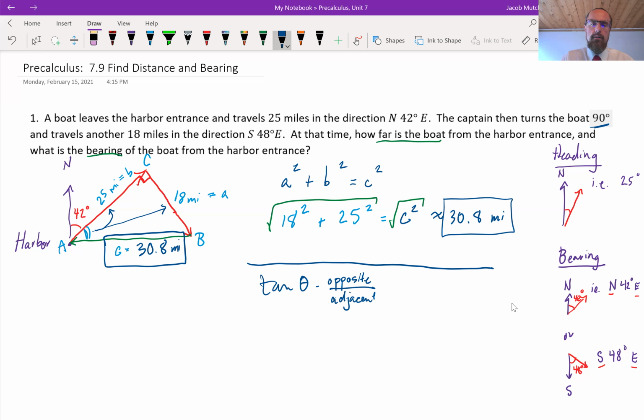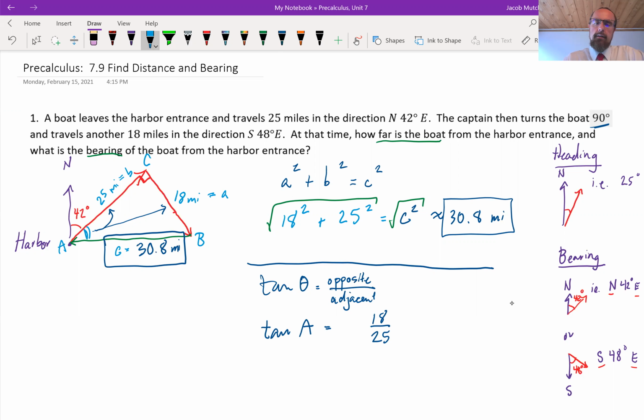So we'll set up our equation to solve for our angle measure at A. So I'll put tangent of A. Then I'm actually going to put in the values here. The length of the opposite side is 18. Length of adjacent side, 25. And that's ready for me to solve.